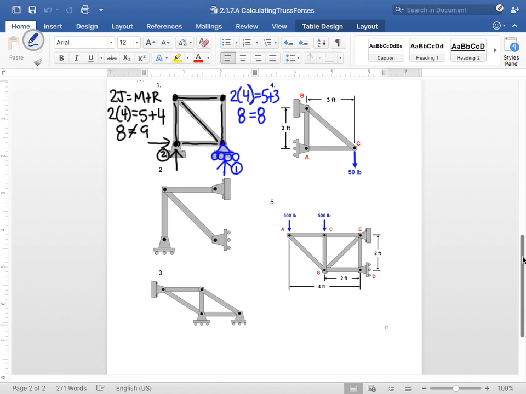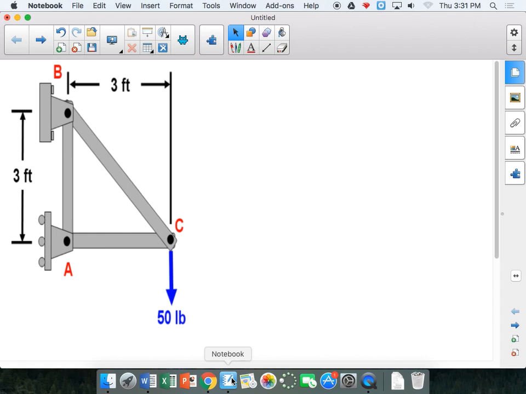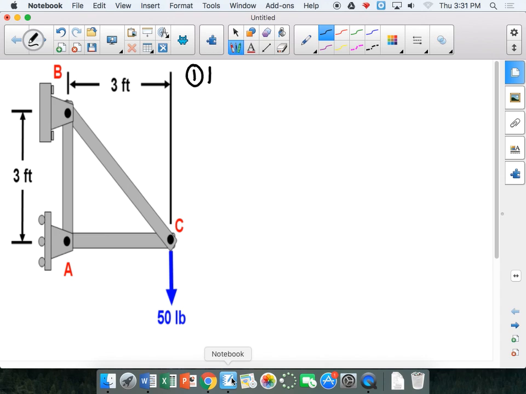And I've made a note page that has number 4 bigger so that we can work from there. So we'll come down here and actually look at our note page. So this is number 4. So remember that our first step is always to find our angles. So I can tell that angle A is 90 degrees. And I need to find angle B and angle C.